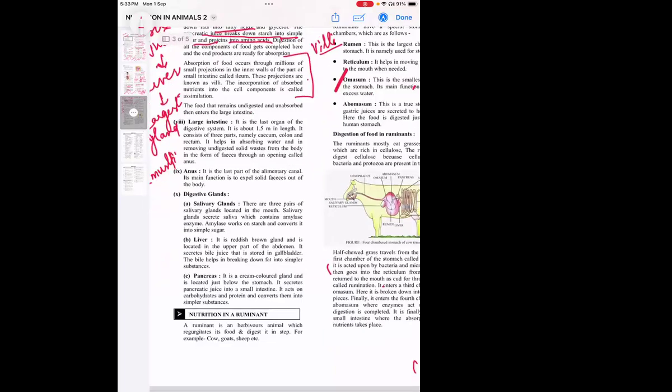Then it goes to the next part, which is called the large intestine. The large intestine is almost 1.5 meters in length. It also has three parts: cecum, colon, and the rectum. So what does this large intestine do? It helps in the absorption of water.